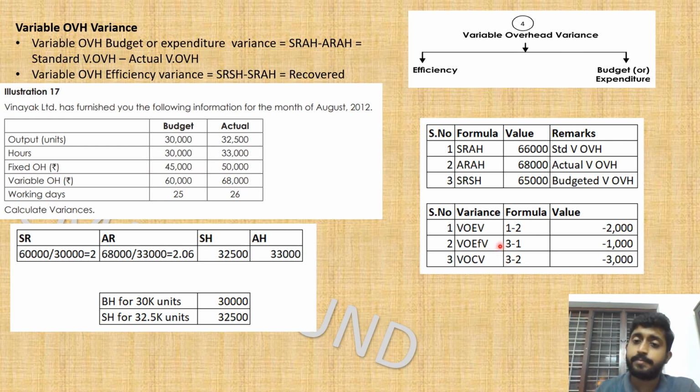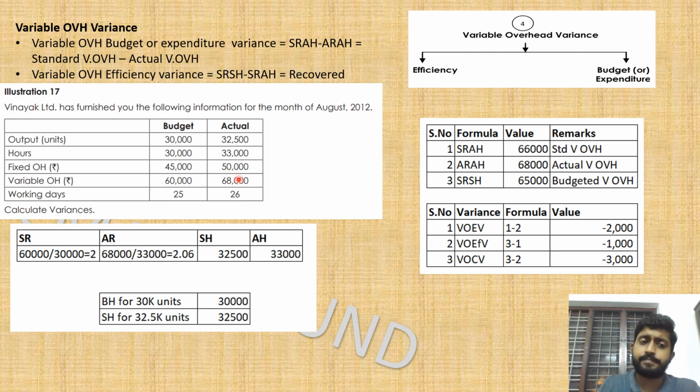And next is the variable overhead expenditure variance. Expenditure variance is nothing but 1 minus 2, standard variable overhead minus actual variable overhead. Here actual hours are common, so only based on the rate we are plotting the variance. That's why it is called expenditure variance. And expenditure variance plus efficiency variance will be the cost variance. That is a checkpoint we have here.